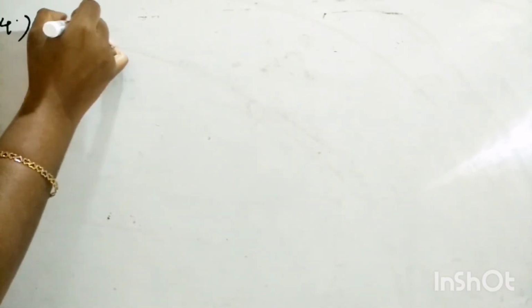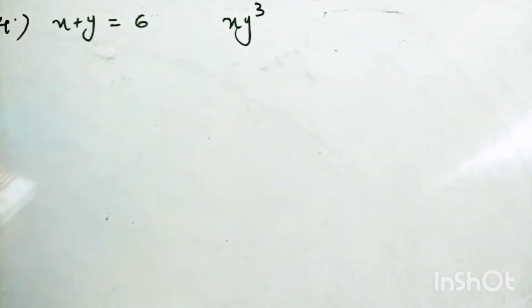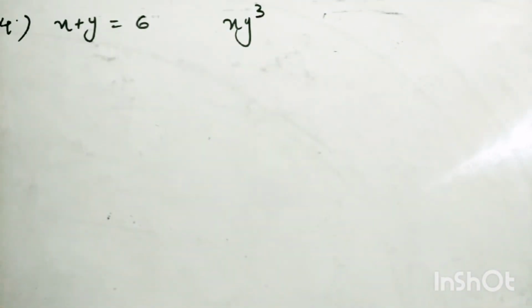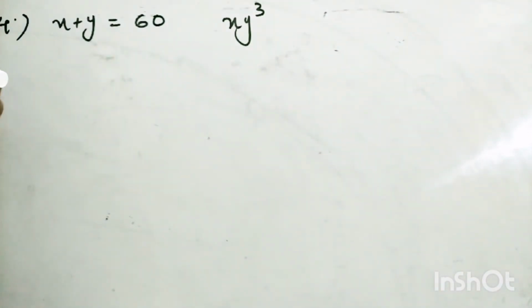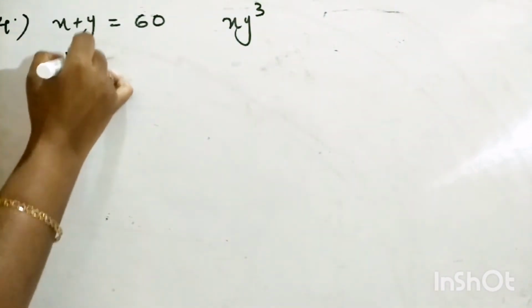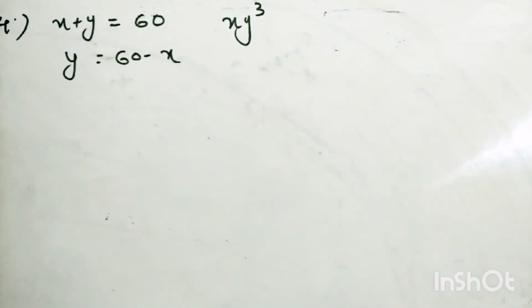Now 14th question. Find two positive numbers x and y such that x plus y equal to 60 and x y cube is maximum. So x plus y equal to 60 means we will get y is equal to 60 minus x.